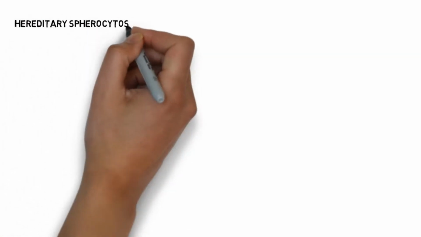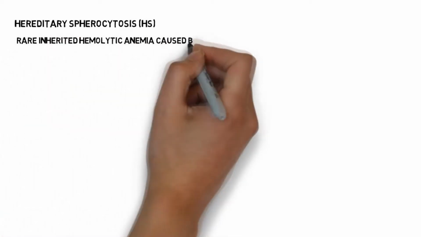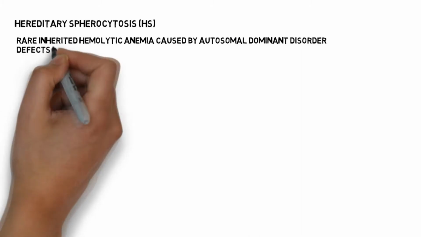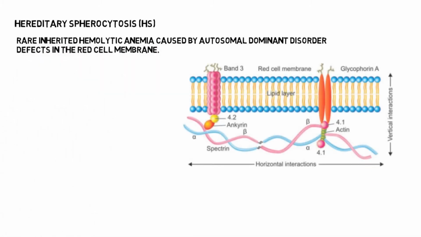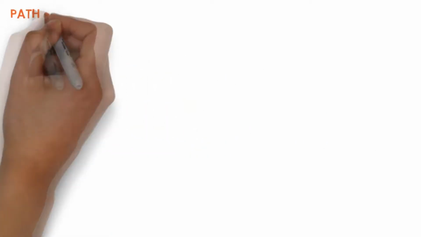Hereditary spherocytosis, abbreviated HS, is a rare inherited hemolytic anemia caused by an autosomal dominant disorder that defects the red cell membrane. Normally, RBCs consist of specialized cytoskeleton such as ankyrin, spectrin, actin, band 3 protein, band 4.1 and band 4.2 protein on their plasma membrane that allows them to fold and squeeze through microcirculation like the splenic sinusoid or capillary.